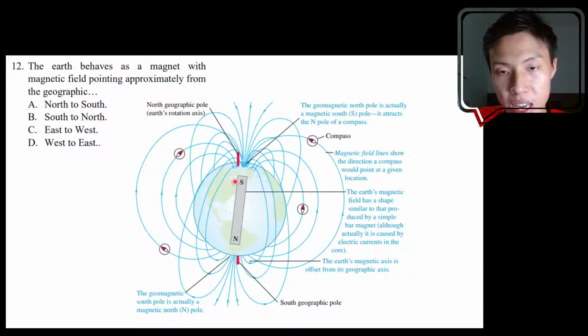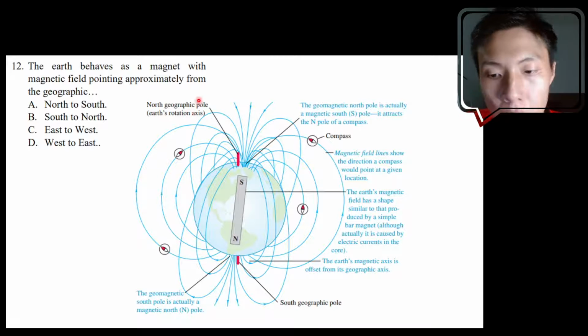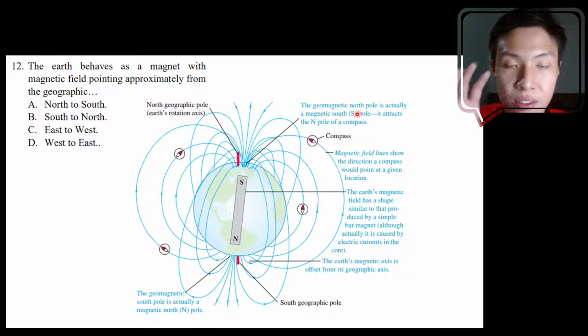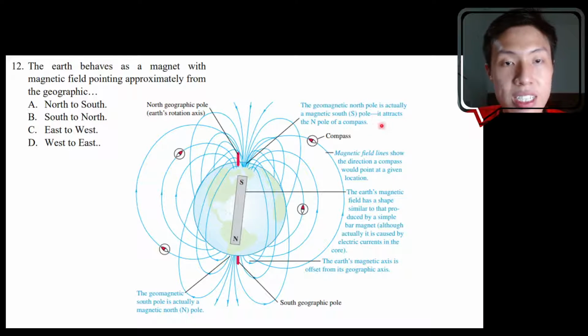And actually there's a bit of an angle between them. You can see that the North Geographic Pole and the South magnetic pole are not exactly aligned with each other. There's a little bit of deviation here. But what you need to notice is that the North Geographic Pole is on the same side as the magnetic South Pole.